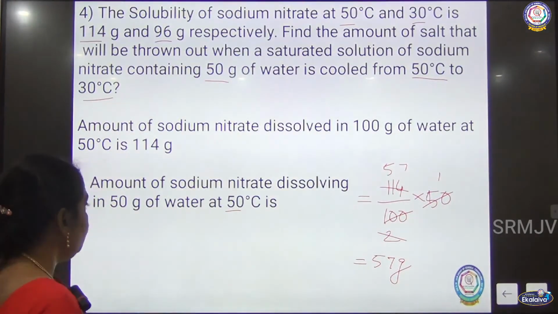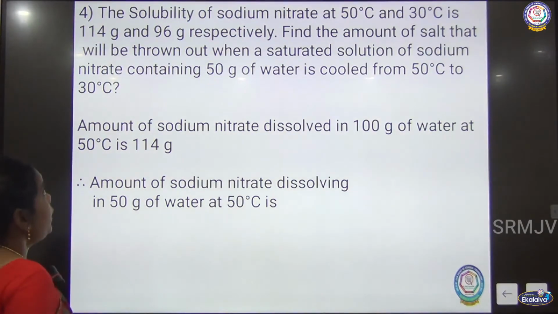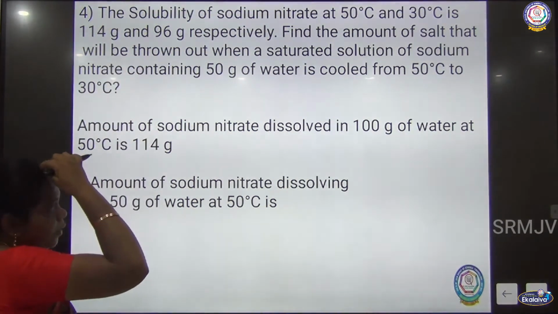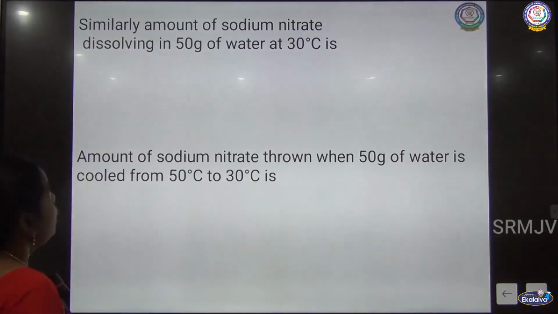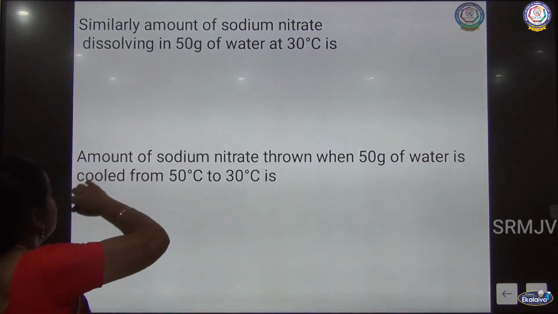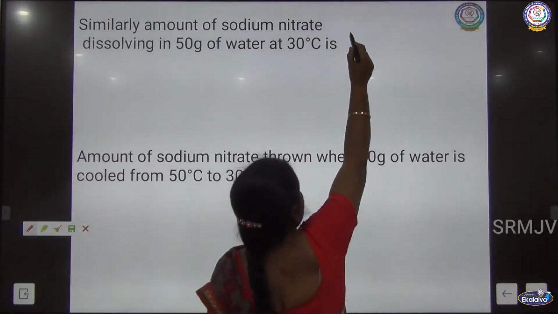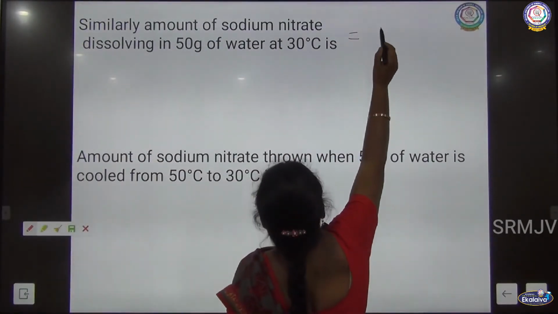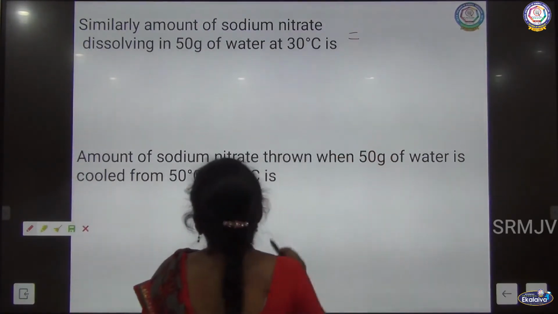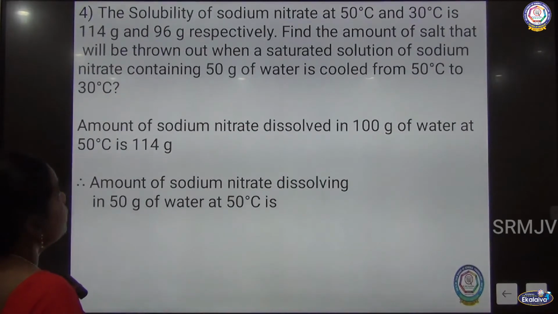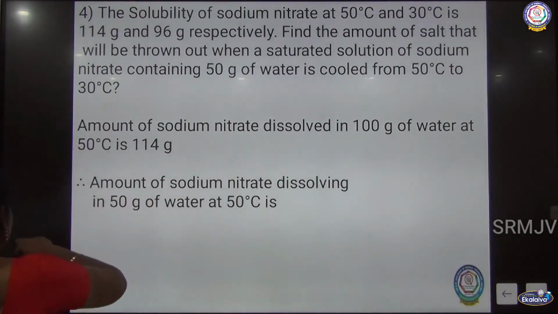And next we want to find for 30 degree. For 30 degree what is given? 96 gram. Now we want to prepare for 30 degree Celsius. Now for 30 degrees Celsius, what is the value given for 30? 96 gram.